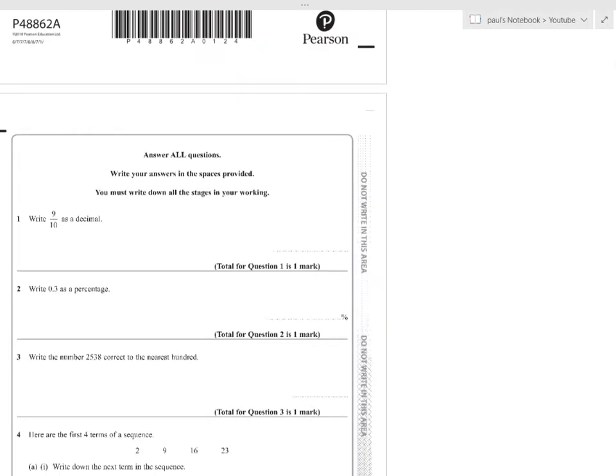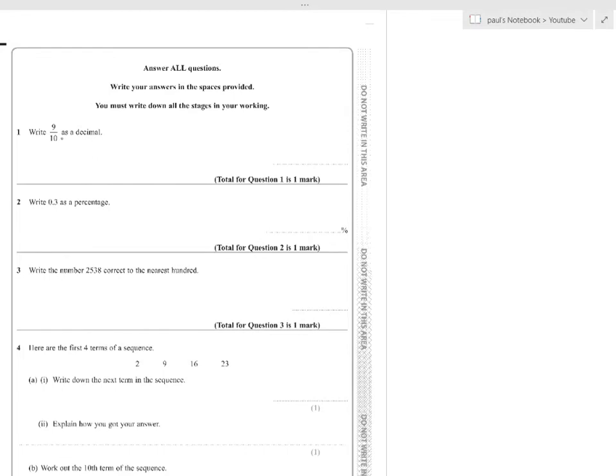Never mind. Right, 9/10 as a decimal, 0.9. 0.3 as a percentage, hang on, 30%. 2538 correct to the nearest 100, so that will be 2500.